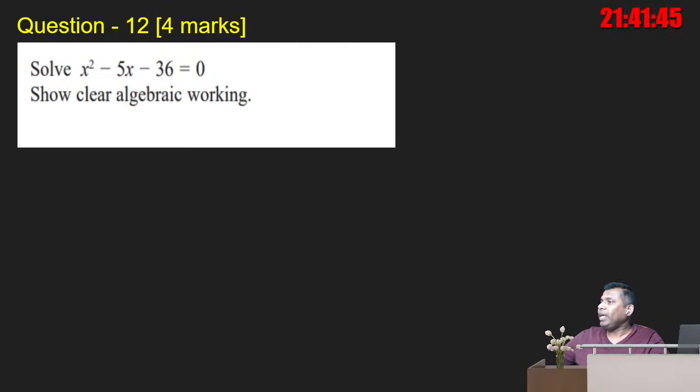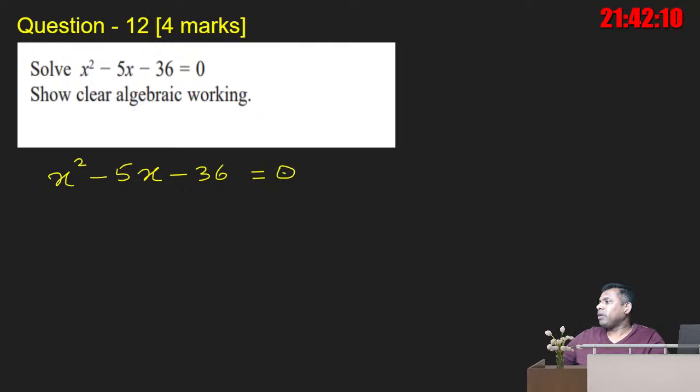Solve means what? You need to find out the value of x. So show clear algebraic working. It's a 4 marker, so it's worth spending 2 to 3 minutes to finish this one. So x squared minus 5x minus 36 equals 0, right?